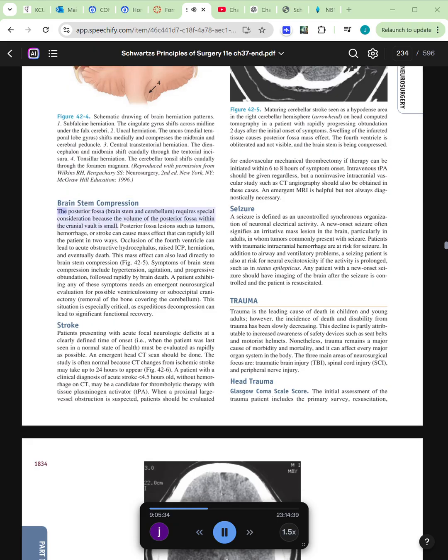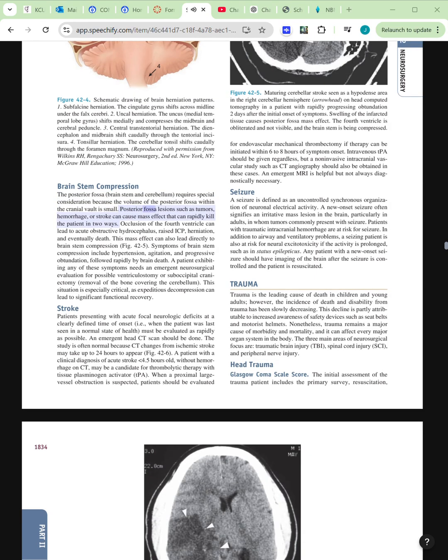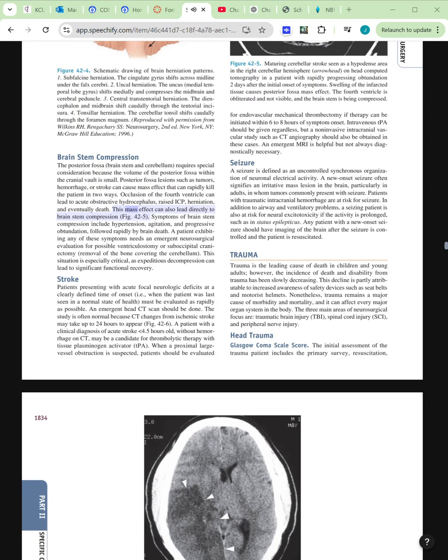Brainstem compression. The posterior fossa requires special consideration because the volume of the posterior fossa within the cranial vault is small. Posterior fossa lesions such as tumors, hemorrhage, or stroke can cause mass effect that can rapidly kill the patient in 2 ways. Occlusion of the fourth ventricle can lead to acute obstructive hydrocephalus, raised ICP, herniation, and eventually death. This mass effect can also lead directly to brainstem compression.